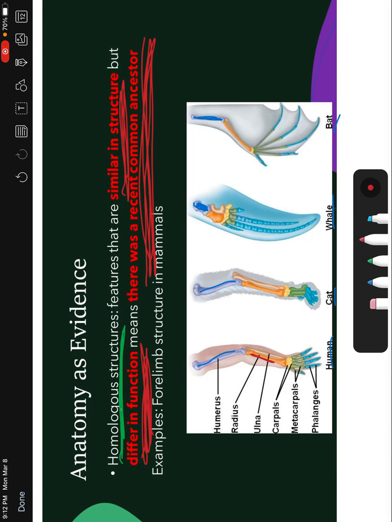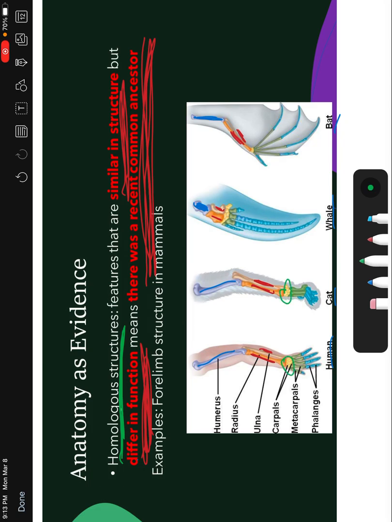Then we have the radius and the ulna. We also see these two bones pairing in the cat, the whale, and the bat. In the bat, the ulna is actually very, very small and thin to help it with its flight.